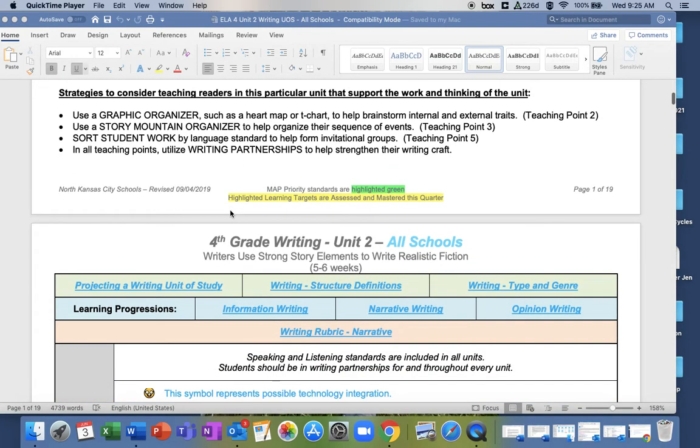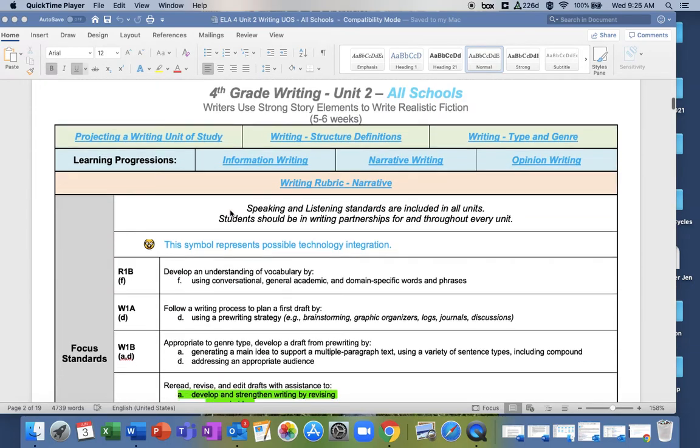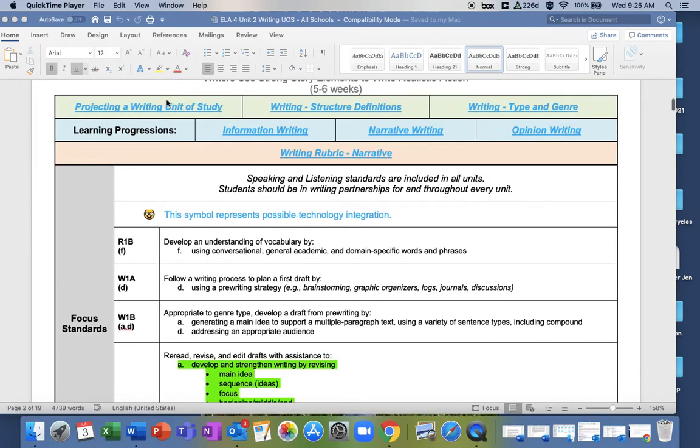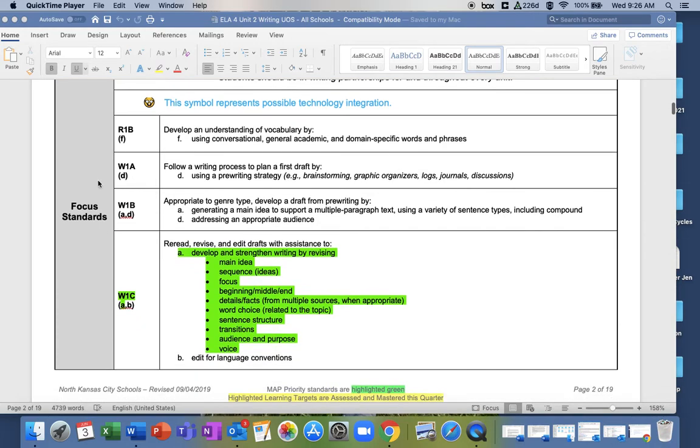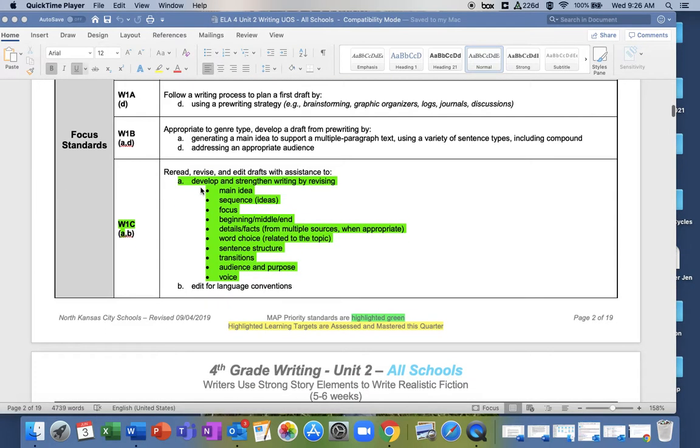And as we move down through the unit, you're going to notice right up here there's hyperlinks, but we have changed that now. So these hyperlinks you can no longer actively click on. All of these documents are embedded within Canvas in your module, and I can walk you through that at another time. So as you move through, you're going to notice right here on the left-hand side, focus standards. These are your standards that you will be covering throughout the unit.